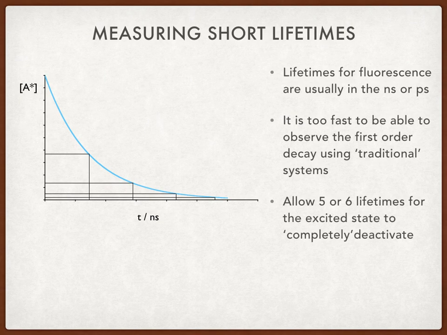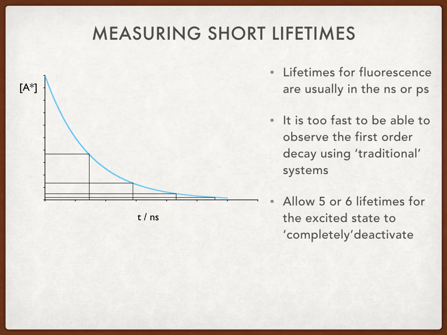So hopefully just remembering that we usually expect to see fluorescence emission behaving like a nice first order decay. It might have one or two components, but we are expecting to see a nice first order decay. For fluorescence, this decay is usually on the timescale of nanoseconds or picoseconds, and so it's much too fast in order to use our more traditional detection methods.